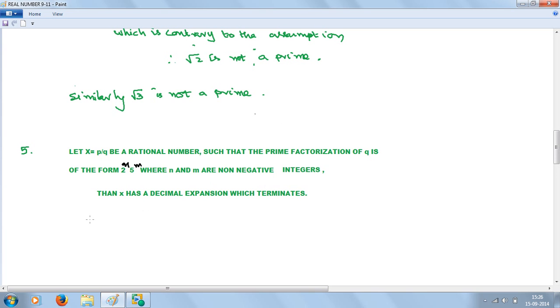So let's say x is equal to p by q, a rational number. Let us say it is 5 by 8. The denominator, how can we write it? It is 2 cube. So the denominator is 2 to the power 3, multiplied by 5 to the power 0. Therefore, the decimal expansion terminates.